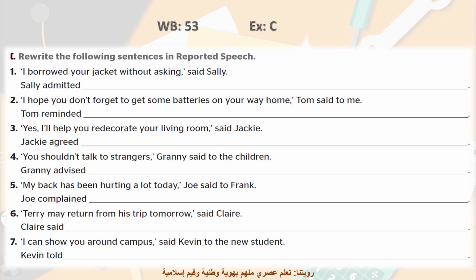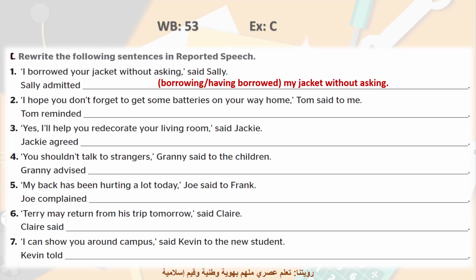Here are the answers. Number 1, "I borrowed your jacket without asking," said Sally. Sally admitted. Yes, admitted is followed by an ing form. So the answer could be Sally admitted borrowing or having borrowed my jacket without asking. Does anyone have a different answer? Yes, I think it could be as follows. Sally admitted that she had borrowed my jacket without asking.